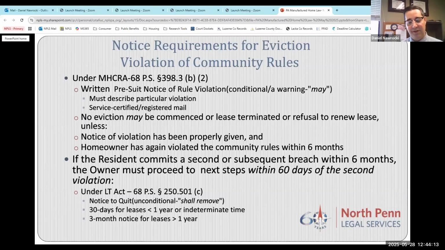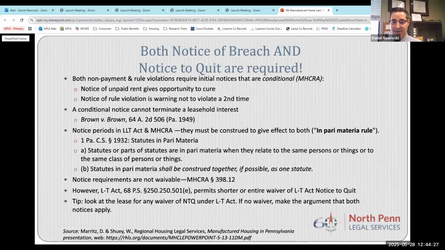It's only when they commit a second or subsequent rule violation within 6 months that the owner could then proceed with eviction. We would argue that the rule has to be the same. And I think we'll get to that in another slide. But what we always argue is that both of the laws apply. So the Landlord-Tenant Act applies and the MHCRA. So you need to get at least those two notices.